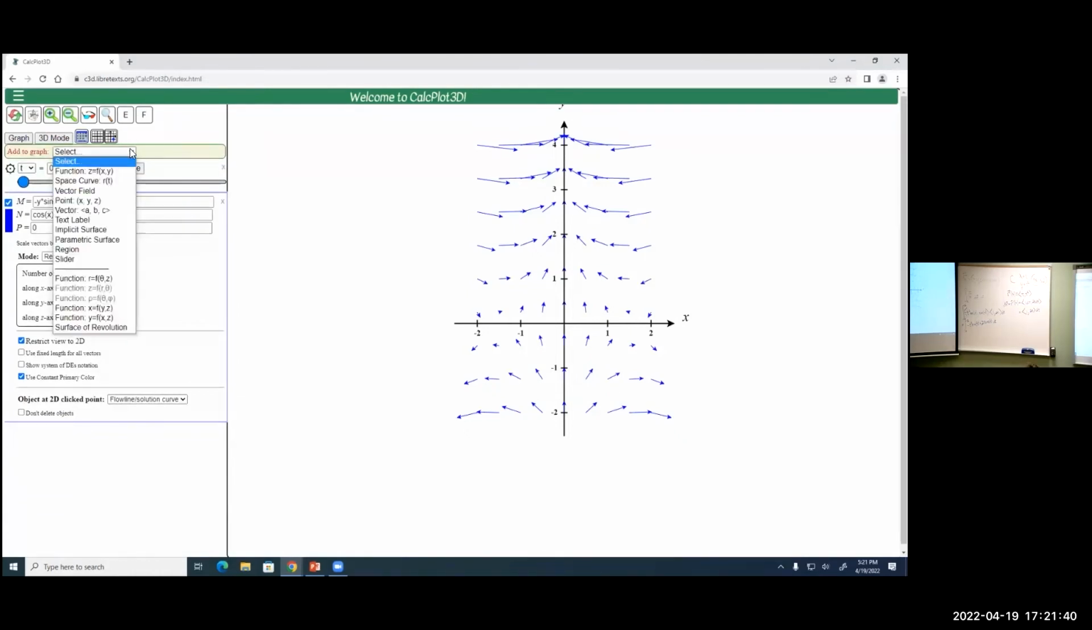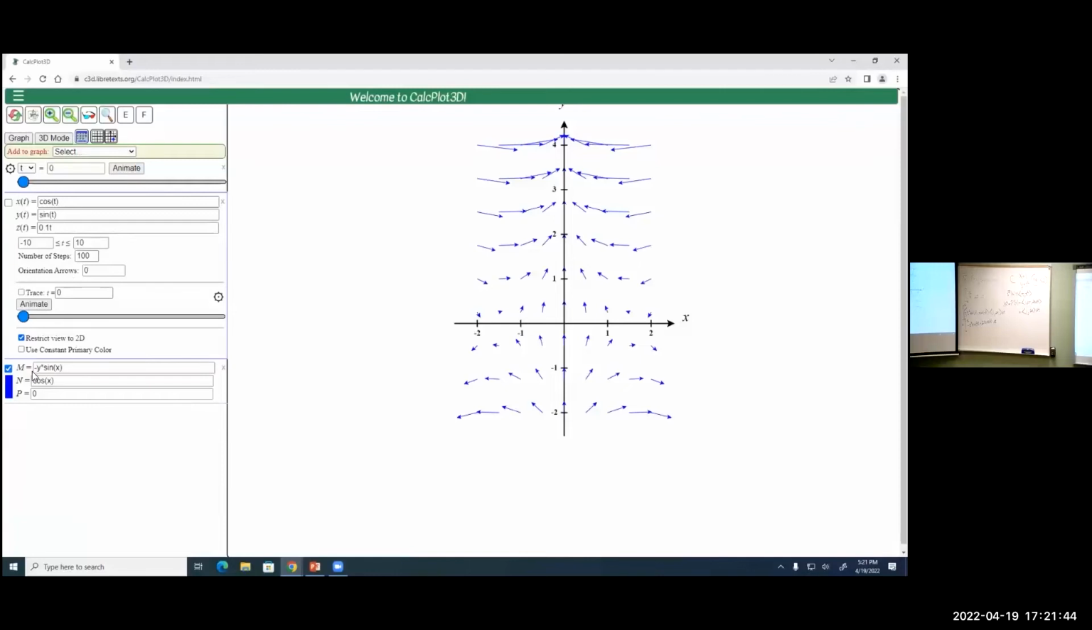To put in the parameterization, we're putting in a space curve. And this is where you would put in your parameterization. Just put in 0 for z because when you're in 2D, we could do these in 3D as well.